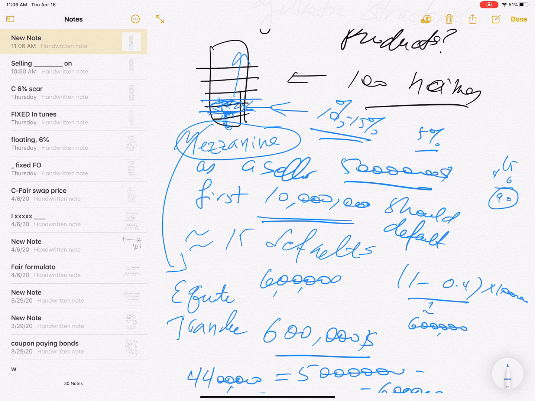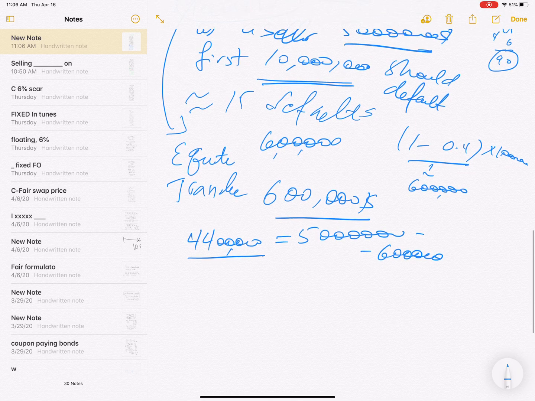So the equity tranche is, let's say, the 0 to 10. For investment grade, it was usually 0 to 3, but historically it actually changed. Now it's a little bit bigger, okay? Now, how do you quote this instrument, right?